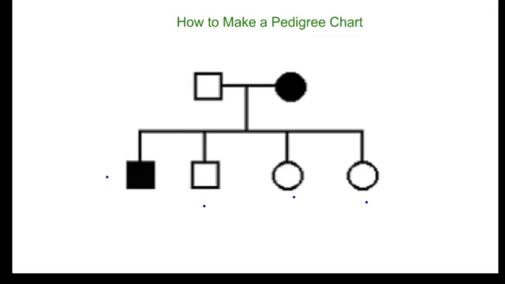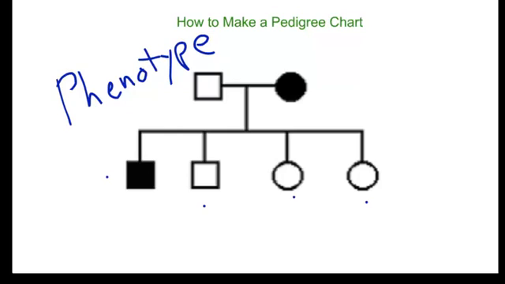The mother and one of the sons show the trait, but no one else does. This pedigree only shows phenotype. It does not show genotype or whether a trait is dominant or recessive. You will have to determine whether the trait is dominant or recessive.